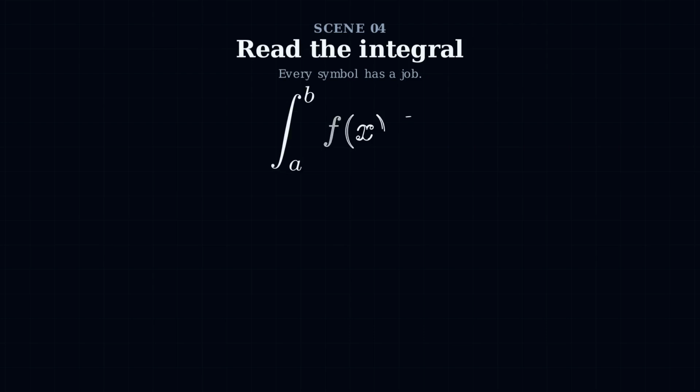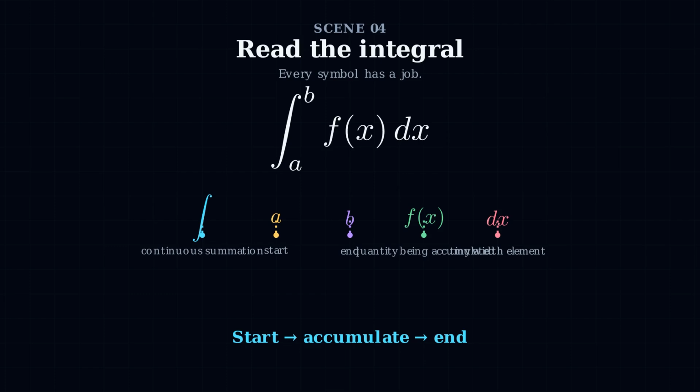Let's read the notation. The integral sign means continuous summation. a is where we start, and b is where we end. f of x is the quantity being accumulated, and dx is the tiny width of each piece.